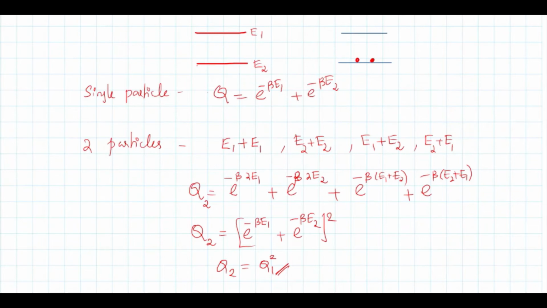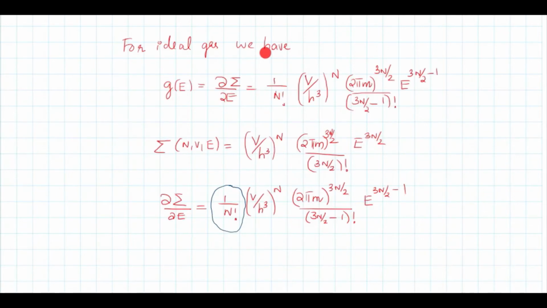Now for the ideal gas, we have the density of states g of E as dou by dou E of sigma. This relation we wrote in lecture number 3. That is the case of ideal gas calculation of microstates. Sigma denotes the number of microstates for the system whose energy varies from 0 to E.